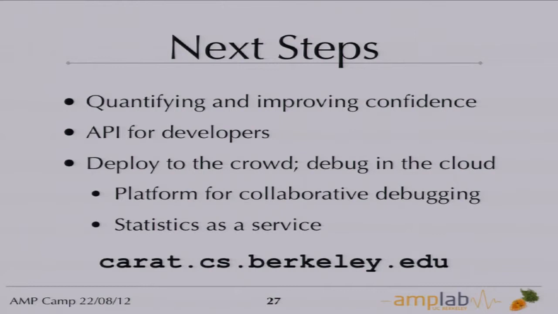And finally, I want to say that Carat represents an interesting space here. This is the model of deploying to the crowd and debugging in the cloud. There's nothing about the analytics that we're doing or the infrastructure that's specific to energy. We could just as easily be looking at performance characteristics. And there's also nothing specific to mobile. We could be looking at browsers or laptops and so on. I don't know if laptops count as mobile, but typically they don't.